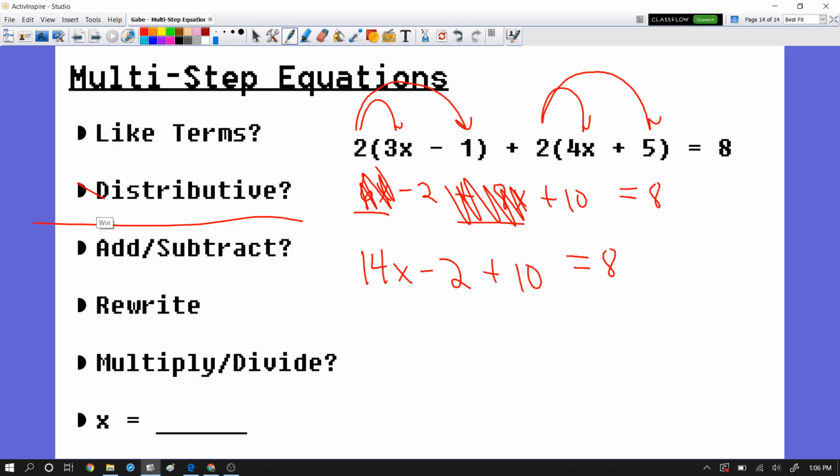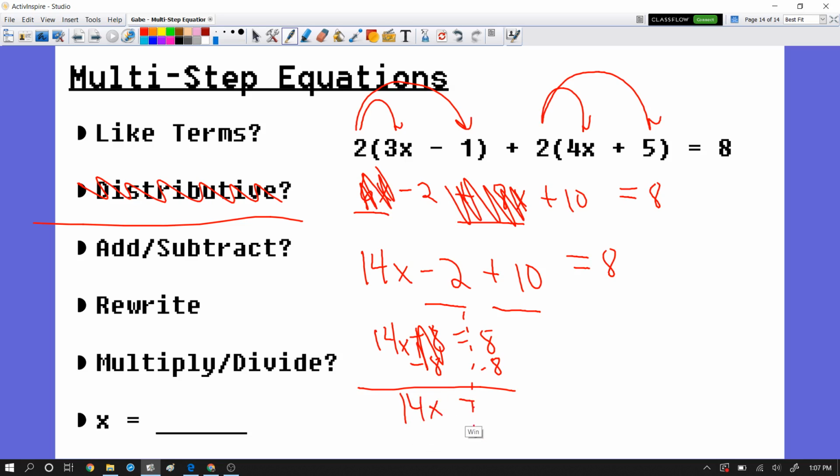Still have like terms. Negative 2 and positive 10. What happens when you have 2 negatives and 10 positives? Well, they end up canceling some of the negatives out, and you got 8 survivors of positive left. All right, now finally, we're solving. Add, subtract, yep, minus 8. 14x equals 0. Divide by 14. Nothing divided into 14 parts is still going to give you a solid 0.